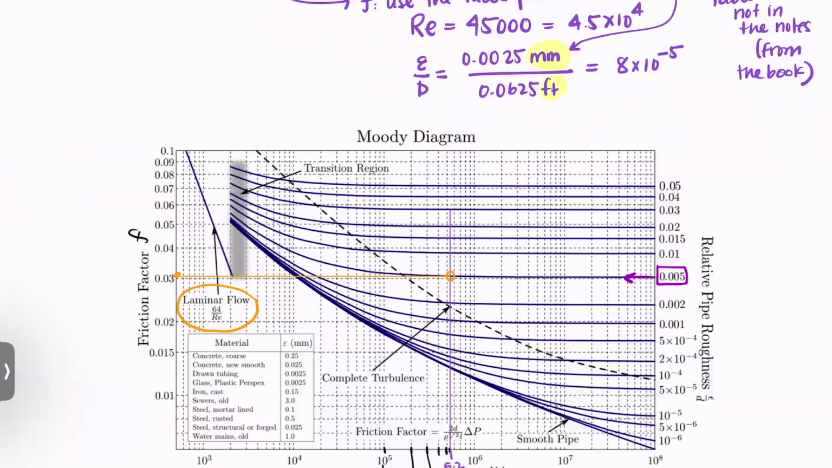So we have our relative roughness is 8 times 10 to the minus 5, which is going to live somewhere in the middle of these two curves. All right, I like this problem because it has a relative roughness that's in between two curves. When this happens, you can just kind of eyeball what this curve would do. It's going to stay in between these two bounding curves, so it's going to generally look like this, okay?